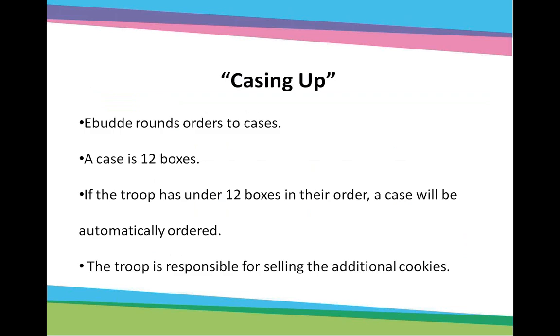Next screen, Roberta. I just went through a few of these things, which is that Ebudde rounds orders to cases, which are 12 boxes. Every variety is 12 boxes in a case. And if the troop has under 12 boxes in the order, a case will be automatically ordered, and the troop is responsible for selling the additional cookies.